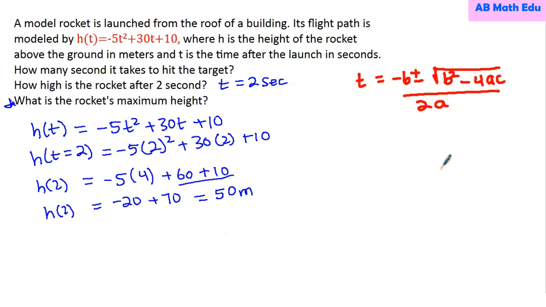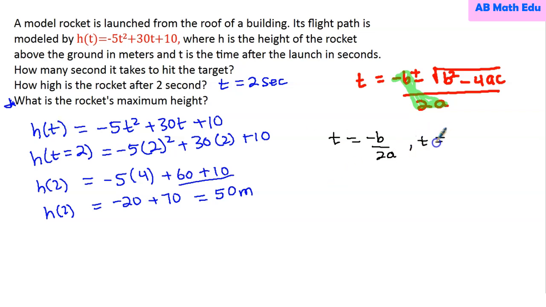What is the rocket's maximum height? Remember, we said that this is the vertex. So we are going to use this one to help us. Here we're saying t is equal to -b over 2a. This will help us find the time it gets to the maximum height, and then we will plug it back into the given model to get the maximum height.